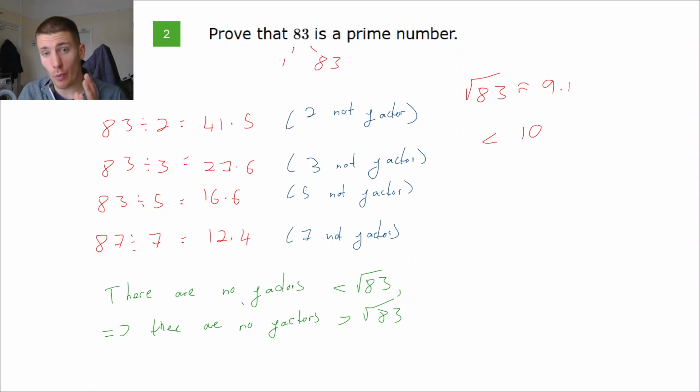Because again, if there were to be a factor less than the square root of 83 or less than 10, there must be a factor bigger than the square root of 83, bigger than 10. If you multiply those numbers together, you get 83. But there isn't in this case, as we've just shown over here. Therefore, thus 83 is a prime number. Thus 83 is prime. Okay, excellent.